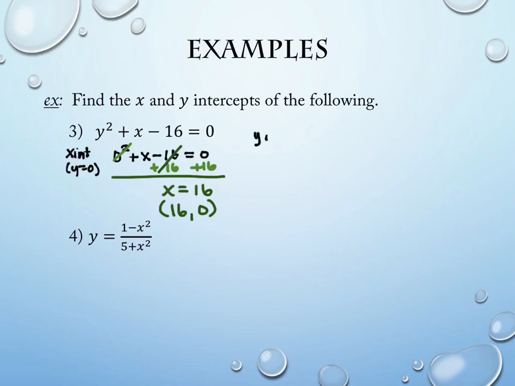So my y-intercept is when x equals 0. So now I have y squared plus 0 minus 16 equals 0. The goal is to solve for y. So the plus 0 is rather irrelevant because it adds nothing to the equation literally. And then I would add my 16 to both sides just like I did a moment ago.